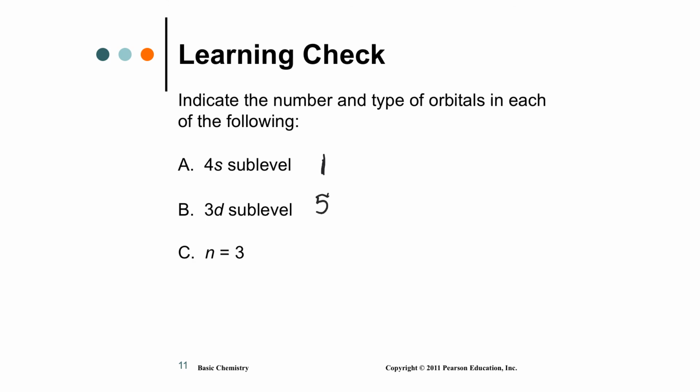Okay, and what about n equals 3? You've got an S, you've got a P, and you've got a D, right? There's 3 subshells in row 3. So how many orbitals in the first one? 1. How many in the second one? 3. How many in the third one? 5. So how many orbitals are in the third period? So 5 and 3 is 8, 9. There's 9 total.